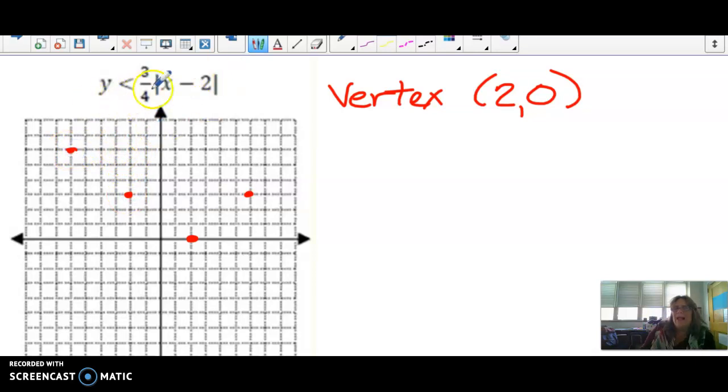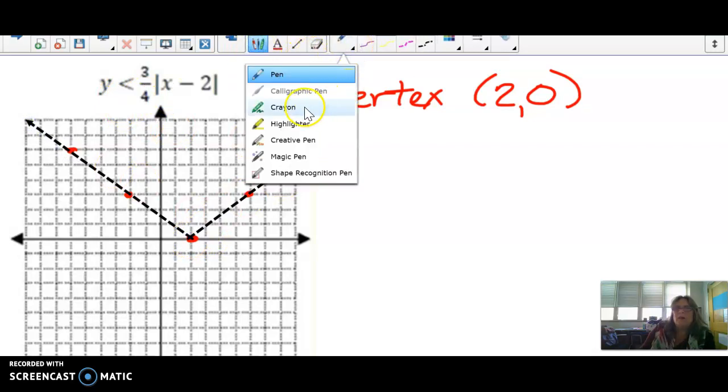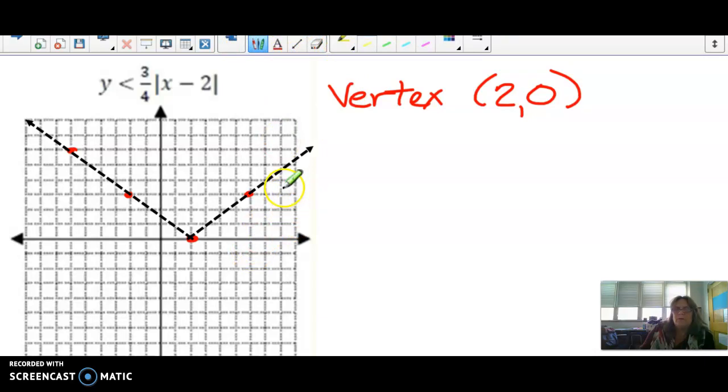All right. I have no line underneath my inequality, so when I go to graph this one, I have to make sure that it's a dotted line. And because it's less than, I will be shading below my inequality. So when I shade below, it's going to be down here.